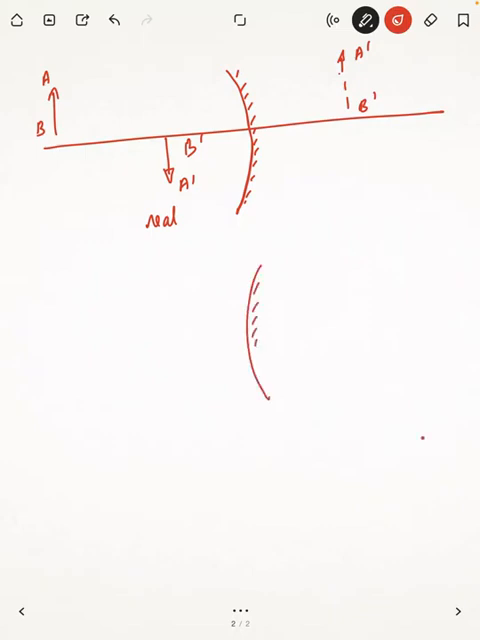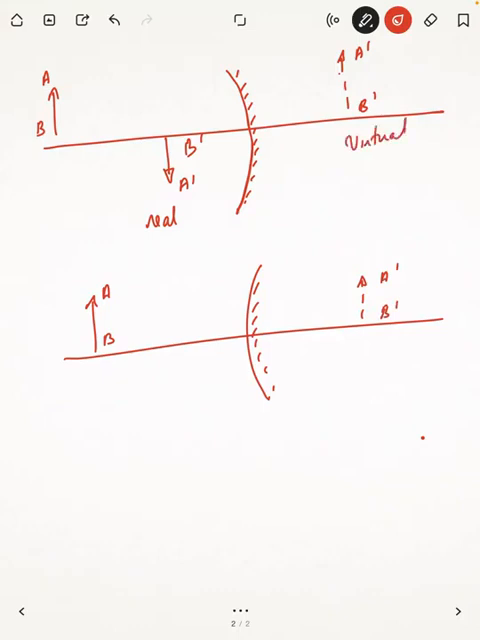In the case of convex, the object is always on the left side, and it produces a virtual image always on the right side. So this is the virtual image. So with respect to image formation of concave and convex, we see these points. The object is always on the left side, but if it is a real image, it is formed on the left side. If it is a virtual image, it is formed on the right side.